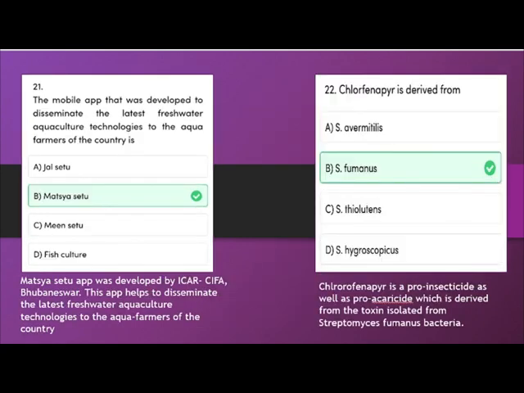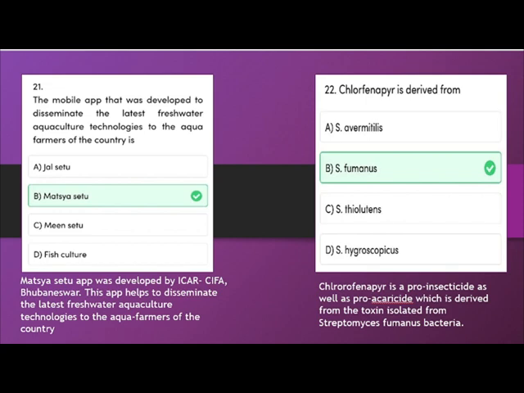Now, the 21st question. The mobile app that was developed to disseminate the latest freshwater aquaculture technologies to the aqua farmers of the country is Matsya Setu. The Matsya Setu app was developed by ICAR-CIFA, Bhubaneswar. This app helps to disseminate the latest freshwater aquaculture technologies to the aqua farmers of the country.